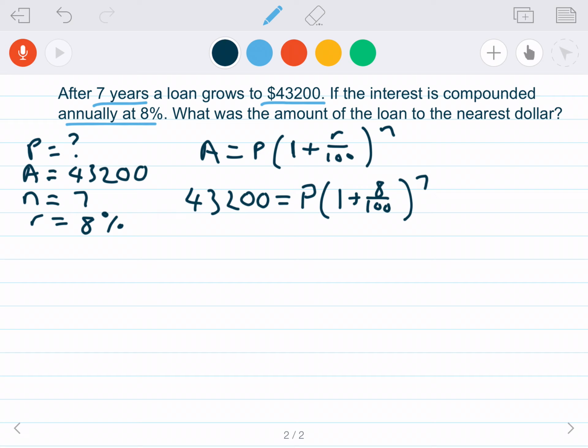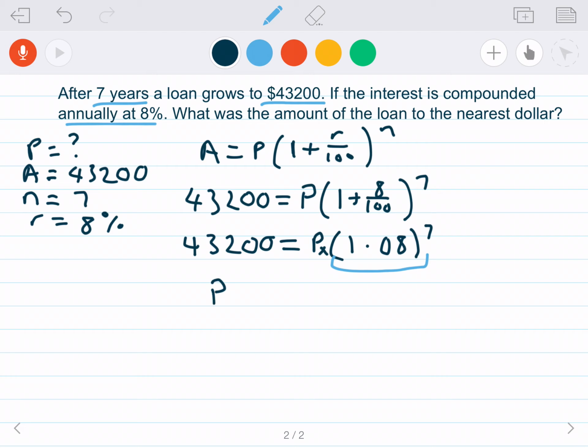So we'll just simplify the brackets here. So we get 43,200 is equal to P, and then 1 plus 8 over 100. 8 over 100 is 0.08, so this becomes 1.08 to the power of 7. Okay, now just remember that this is just like saying P times this whole value here, so this entire value here. So to get rid of this, we need to divide it by both sides.